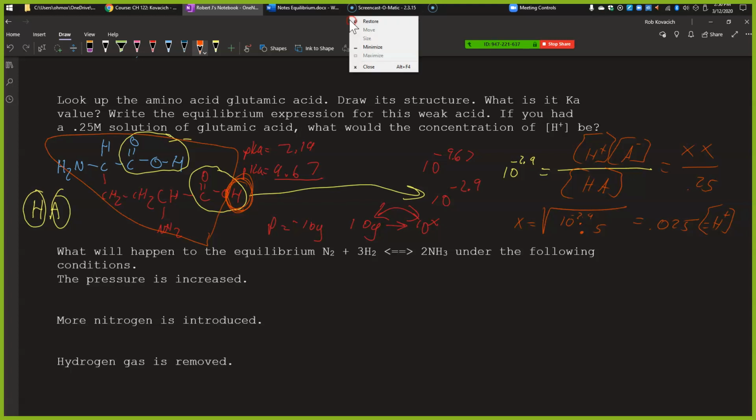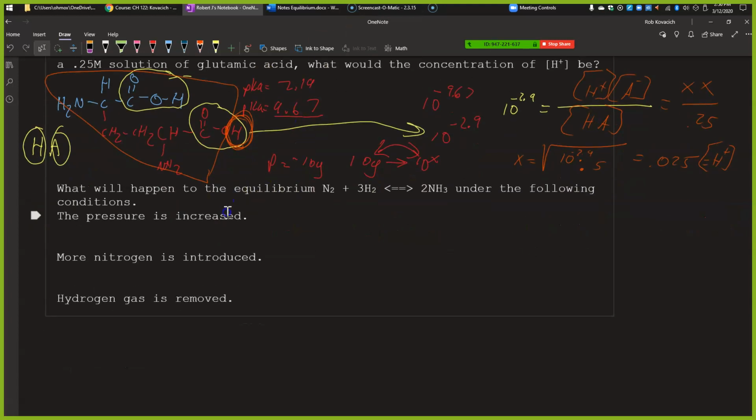Okay. What will happen to the concentration or the equilibrium under these following conditions? So pressure, the total pressure increases. Okay, so what does Le Chatelier say happens when you stress a system? A system wants to de-stress. So whatever I did to it, the reaction wants to undo it.